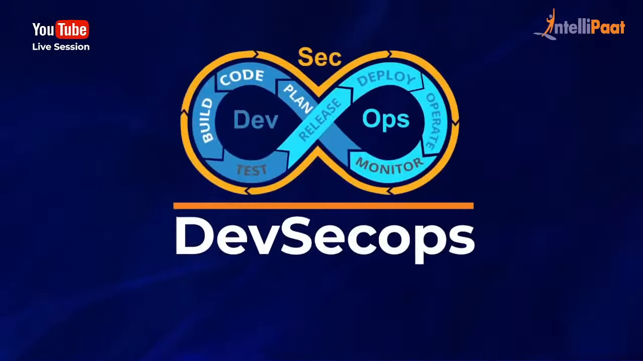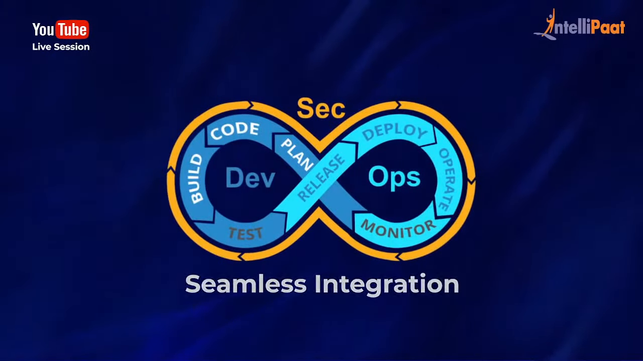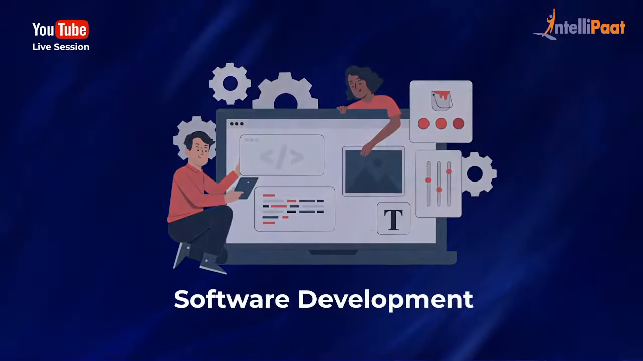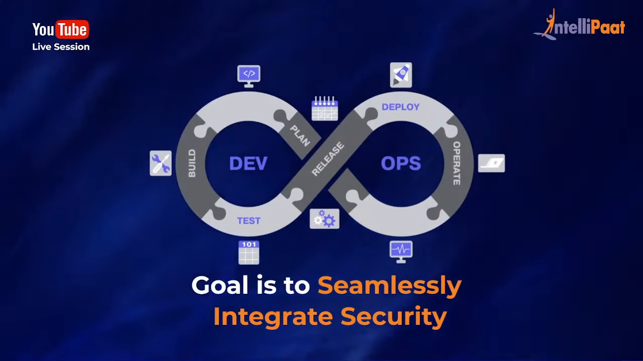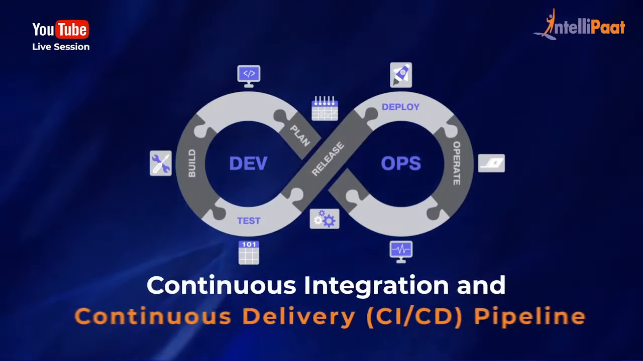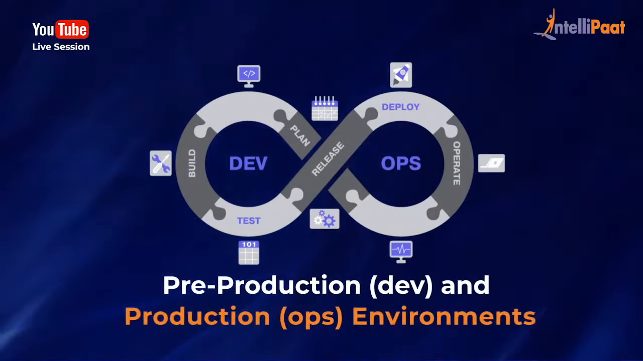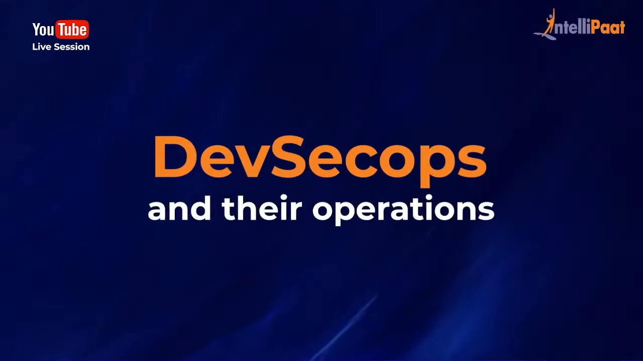Hello, everyone, and welcome to this session on DevSecOps by Intellipaat. DevSecOps is the seamless integration of security testing and protection throughout the software development lifecycle. The goal is to seamlessly integrate security into our continuous integration and continuous delivery pipeline in both pre-production and production environments. In this session, you will learn all about DevSecOps and their operations.